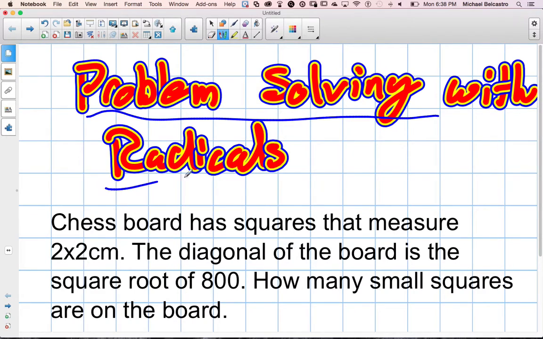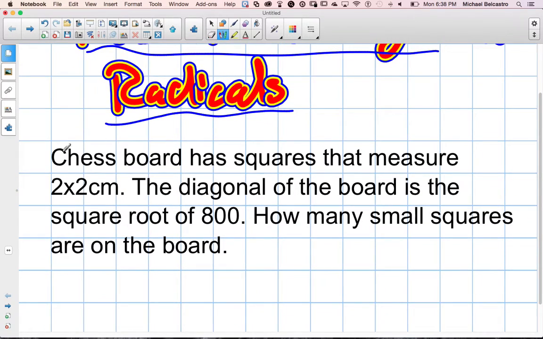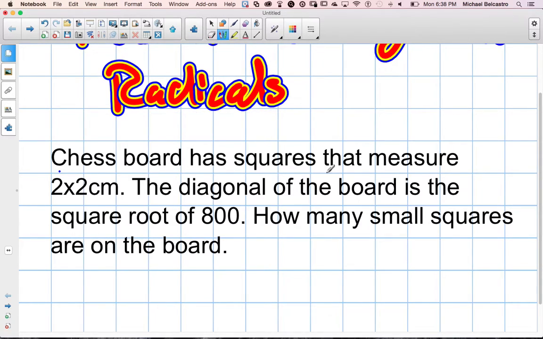This is a problem-solving question, and we're still going to work with radicals. We've got to do a couple other things on top of that, but let's read through this first and then pull out important information. So we've got a chessboard that has squares that measure 2 by 2. The diagonal of the chessboard is the square root of 800. How many small squares are on the board?